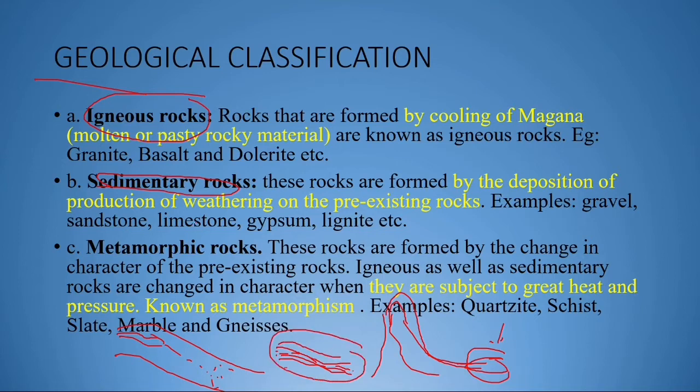The third is metamorphic rock. These two rocks we have discussed, igneous rock and sedimentary rock, when they are subjected to some heat and pressure, then a new type of rock is formed. That rock is known as metamorphic rock. This much you have to remember. And the examples which are given, that is granite, basalt, sandstone, limestone, gypsum, slate and marble, this you have to learn. Fine. Let's go to the next topic.